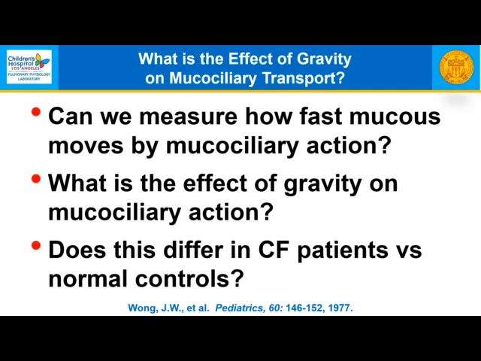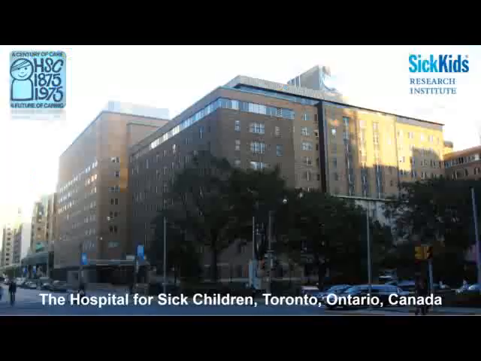Can we measure how fast mucus moves by mucociliary action? And if so, what is the effect of gravity on mucociliary action? And does it differ in CF patients versus normal controls?